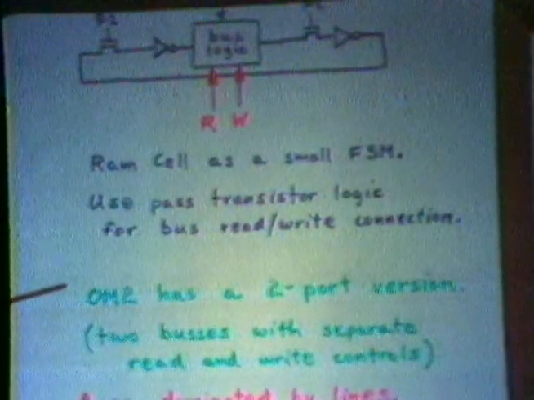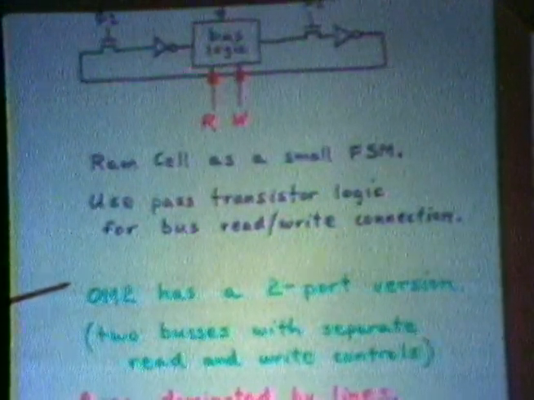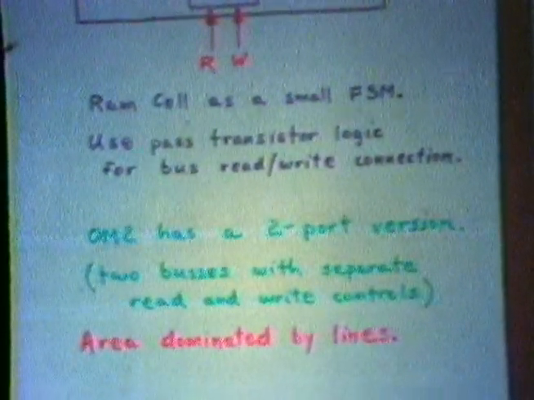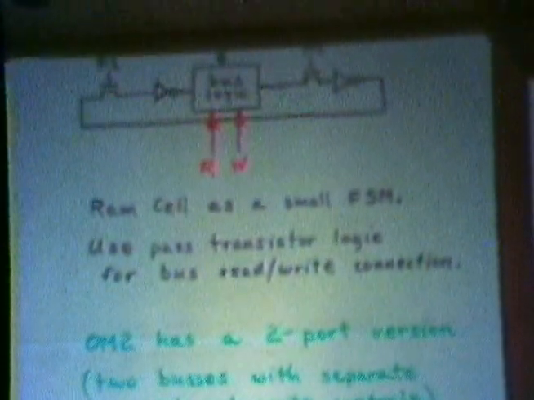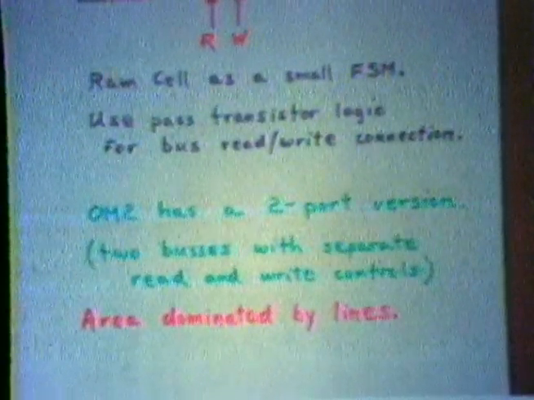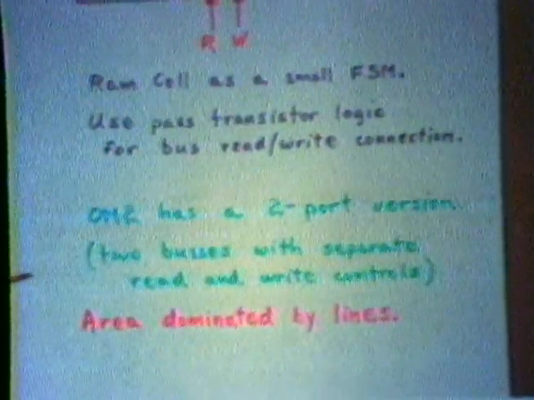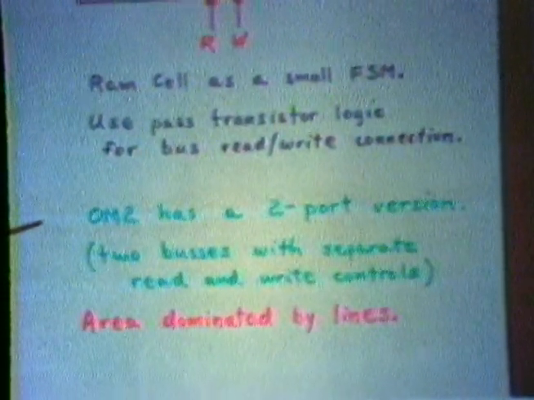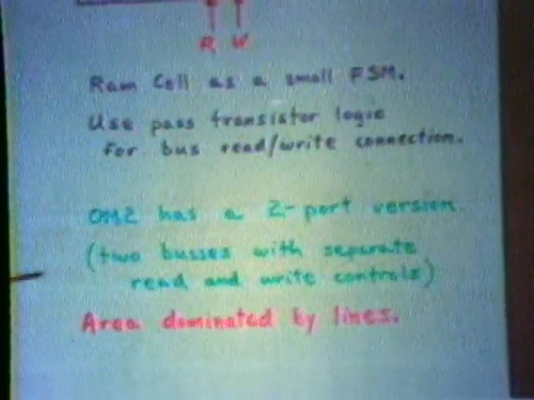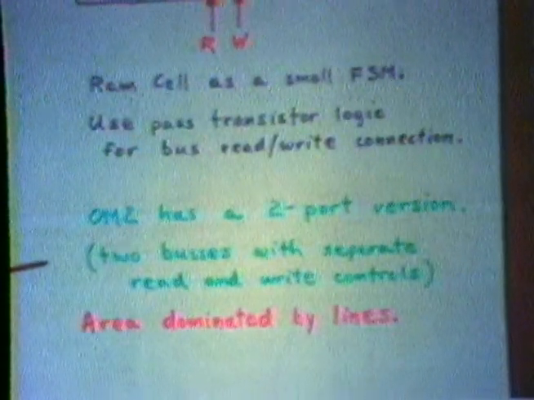The OM2 machine has a 2-port version of this concept. That is, the RAM cell that it uses has 2 inverters, and it's got some control lines and pass transistors and so on. And if you looked at it, you wouldn't think it would fit that diagram. In fact, it doesn't exactly, but it's approximately that. It's got 2 ports. That is, it's got 2 data bit buses connecting to each cell. And they have separate read and write controls.